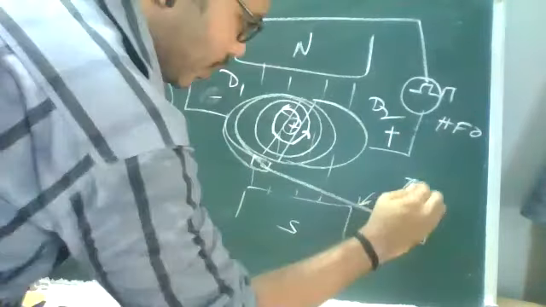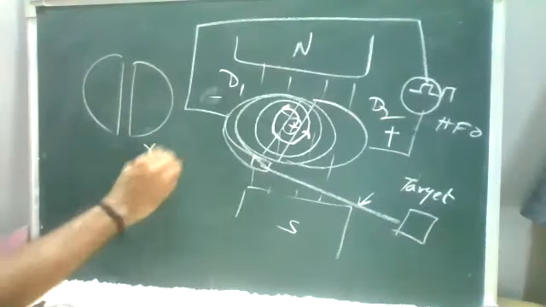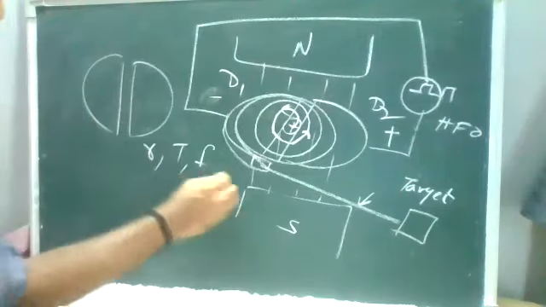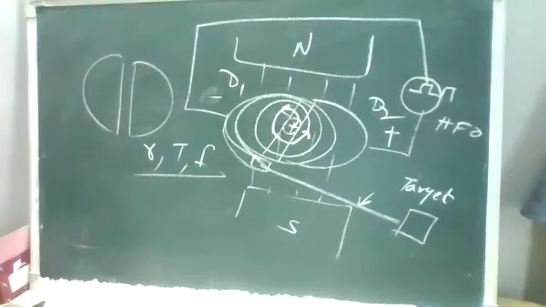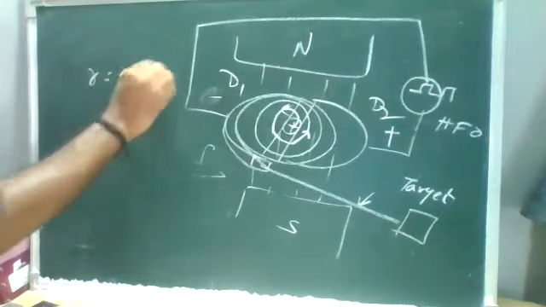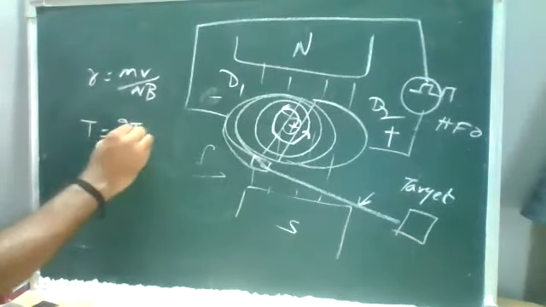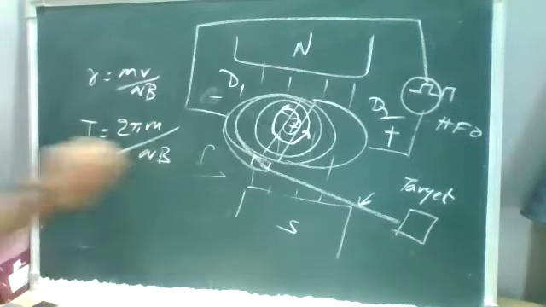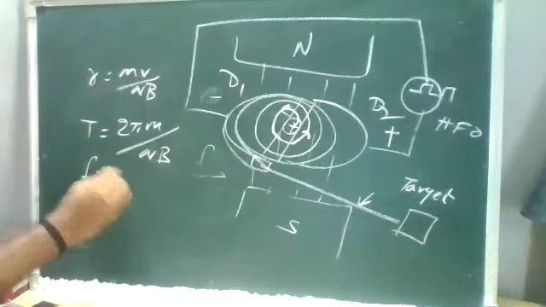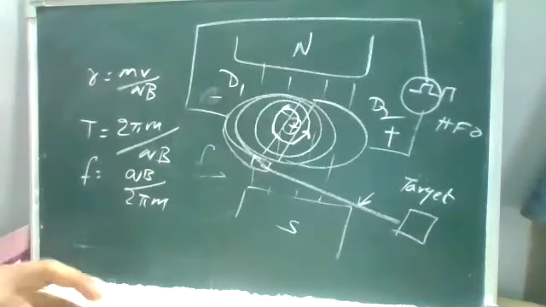So if this is your target, we are getting the high frequency oscillator. Again, here the radius is important, the time period is important, and the frequency is important. Whatever formulas we discussed for the circular motion, the same formulas will be there. The radius r is equal to mv by qB. The time period is 2 pi m by qB. And frequency is 1 by time period, so it is qB by 2 pi m. The same relations will be there.